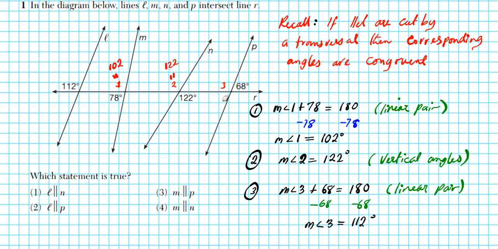Okay, so do we have any pair of corresponding angles that are congruent? That is the question. So we can see that angle 3 and this angle right here are congruent. So if this corresponding angle that we have right here and this angle are congruent, what does that tell us? It tells us that line L is parallel to line P. Okay, so answer is option number 2.